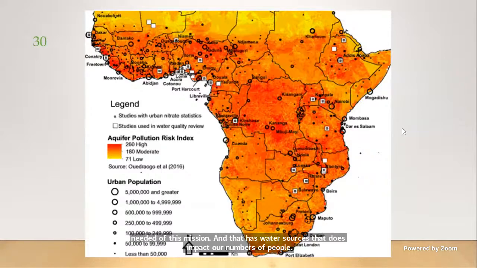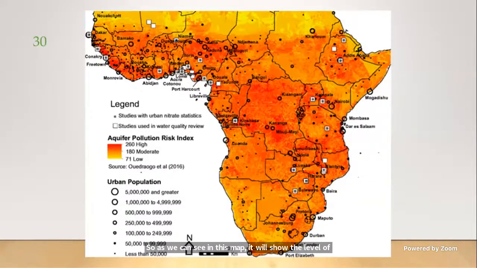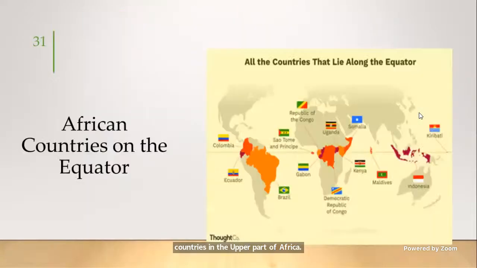So as we can see in this map, it shows the level of water contamination in Africa, and it's clear that the middle part of Africa, especially on the equatorial line, is suffering from higher levels of contamination. And what makes them a priority as well is that some of them are considered water source countries for many countries in the upper part of Africa. Therefore, we will limit our sites to African countries on the equatorial line, including Uganda, Kenya, Somalia, Gabon, Congo, and Democratic Congo.